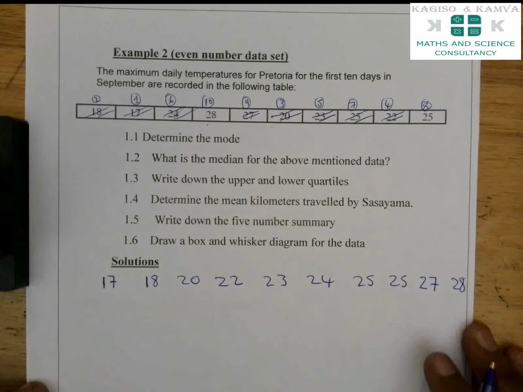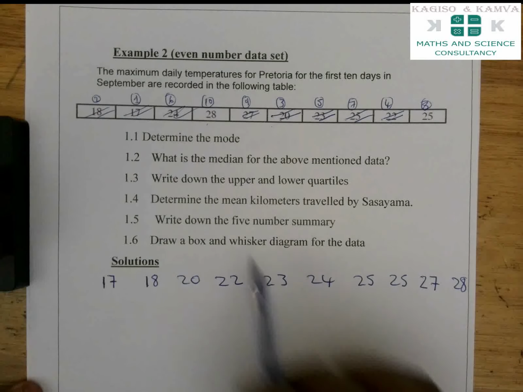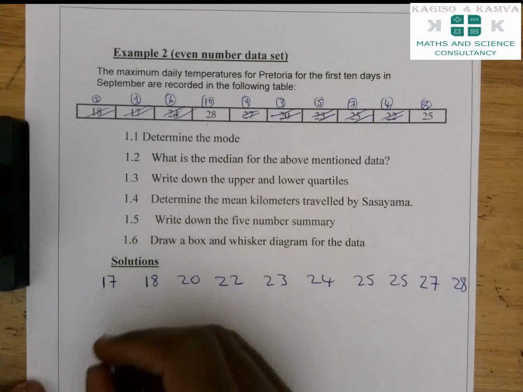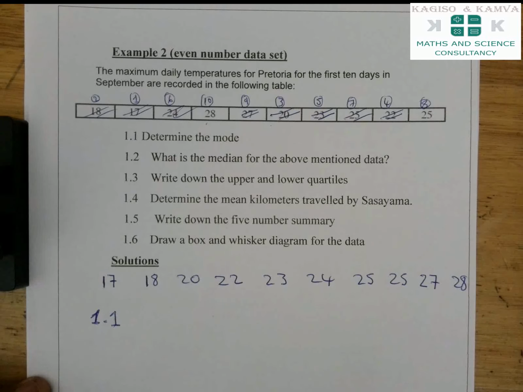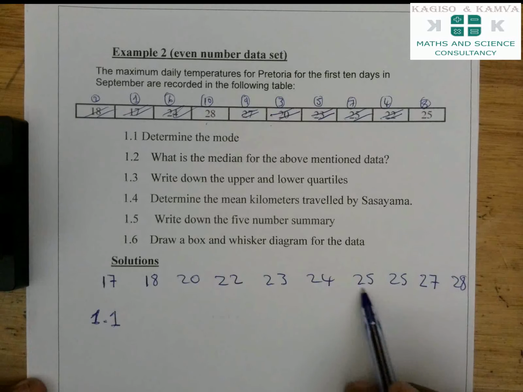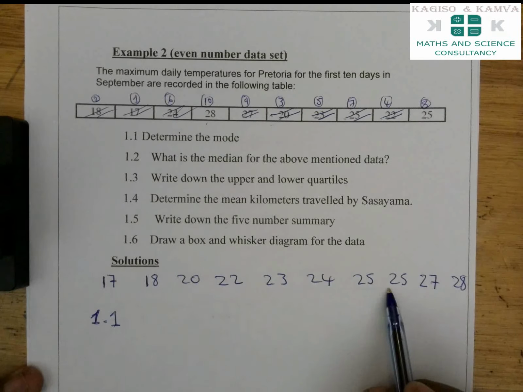Let me have my data like that. Okay, determine the mode. 1.1. We know that the mode is the most common value in the data set. So the most common value in the data set is 25. So our mode is going to be 25.